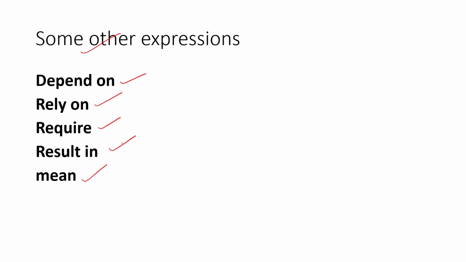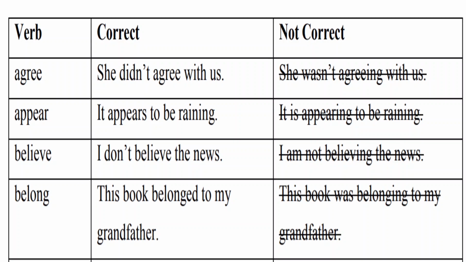Now let us check some examples of these words in the alphabetical order. Agree. She did not agree with us. We can't say that she was not agreeing with us. Next, appear. It appears to be raining. Not it is appearing to be raining. Believe. I don't believe the news. I am not believing the news. This is wrong. Belong. This book belonged to my grandfather. It is wrong to say that this book was belonging to my grandfather.